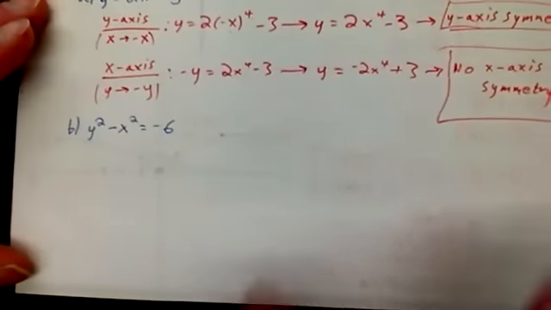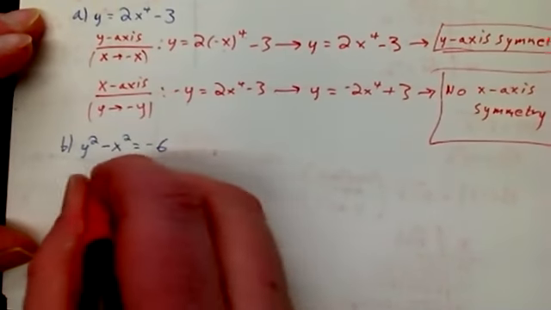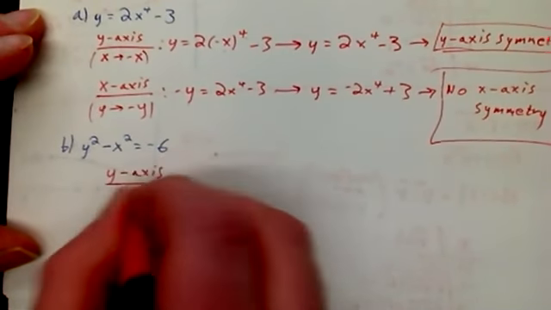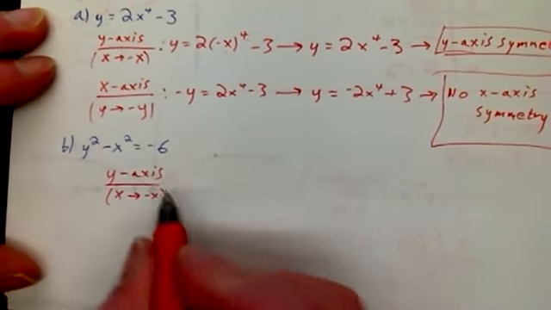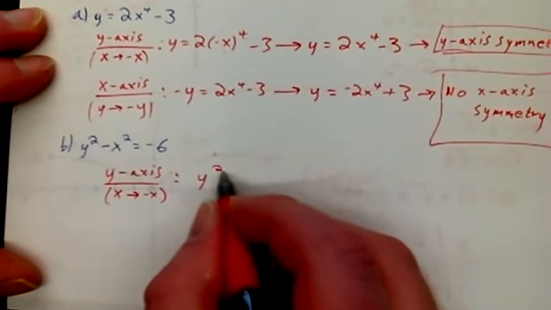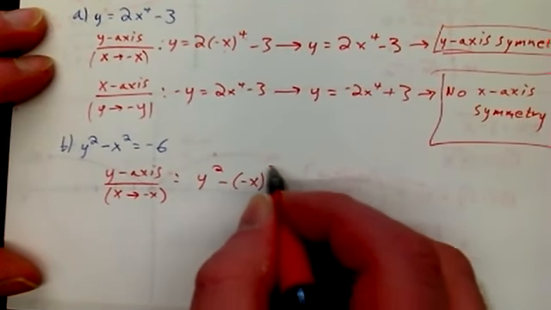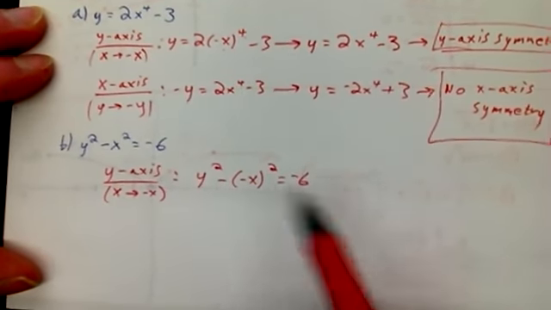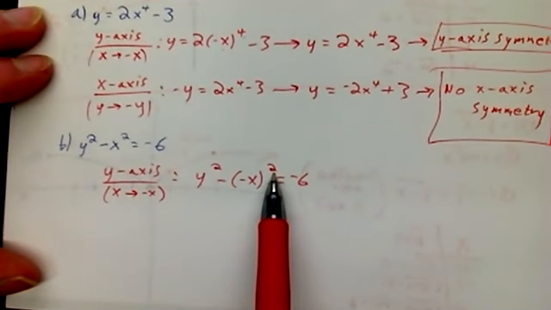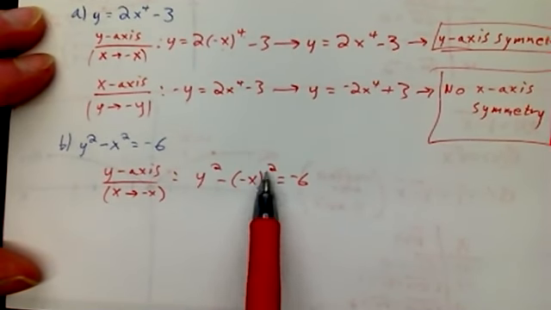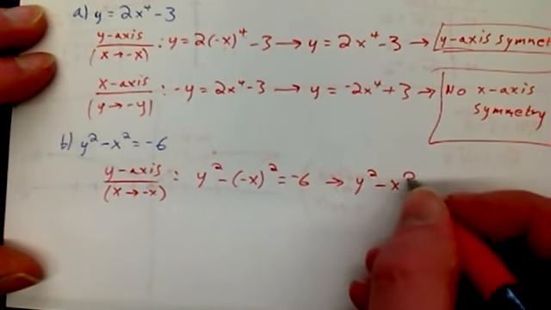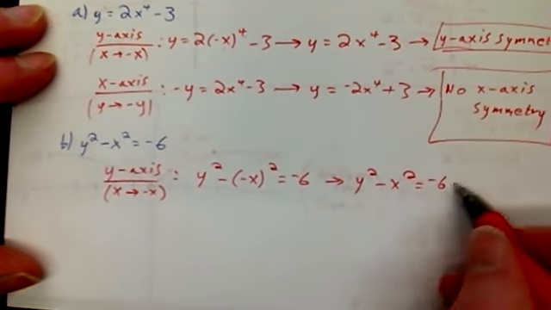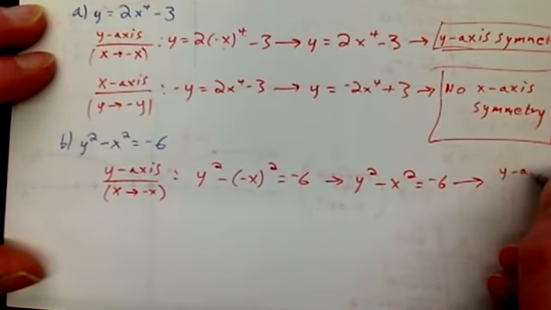If I look at this one, I'll do the same thing. First, I'll check for y-axis symmetry by replacing x's with negative x's. Okay. That means y squared minus negative x squared equals negative 6. Well, a negative number squared is the same as the positive version of that squared. So y squared minus x squared equals negative 6. It's the same, so I have y-axis symmetry.